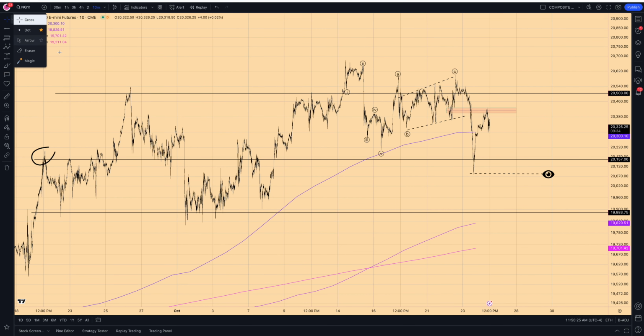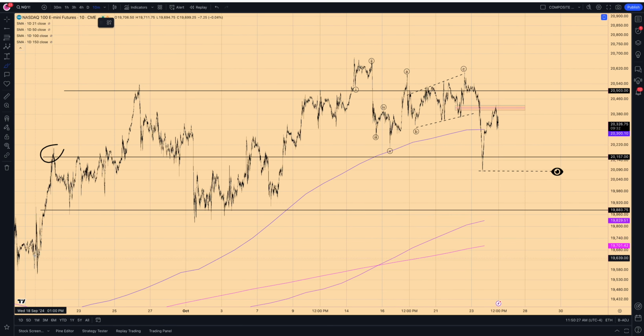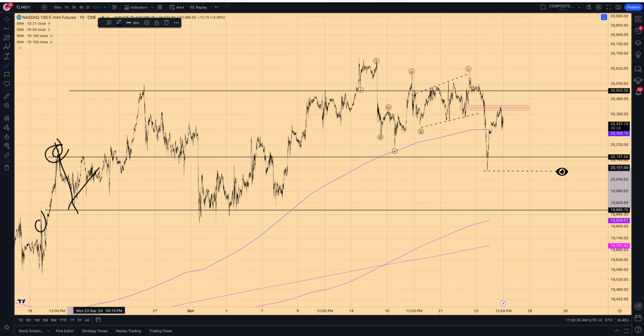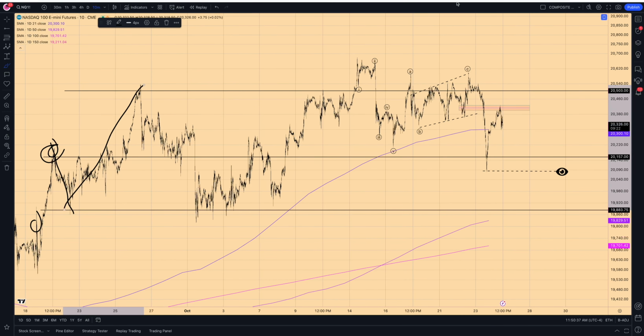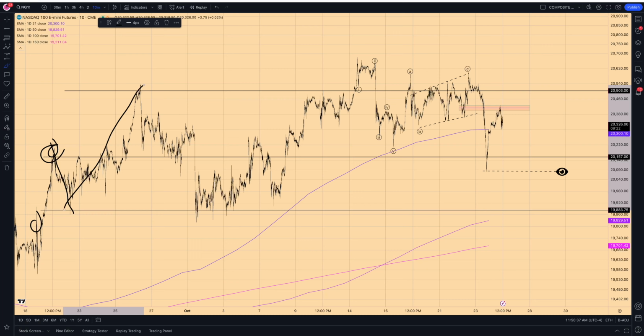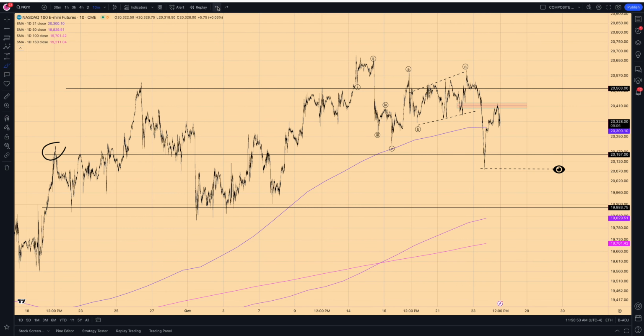Going back to 18th of September. So this actually looks like your preliminary supply, your buying climax, your sign of weakness, your upthrust, right? This was your upthrust, sign of weakness in phase B, and then your upthrust, or your upthrust after distribution. Okay, and this actually looks very similar to that of Bitcoin.